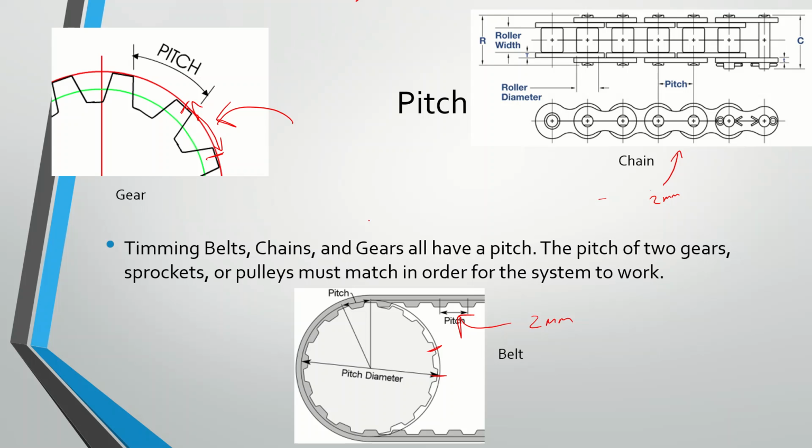V-belts don't have a pitch. There is no pitch for V-belts, although they do have widths. Gears also have width. Belts have width, and chains typically don't have a width. They have a size numbering, but they don't have a width. And they also, of course, have pitch, like anything else.